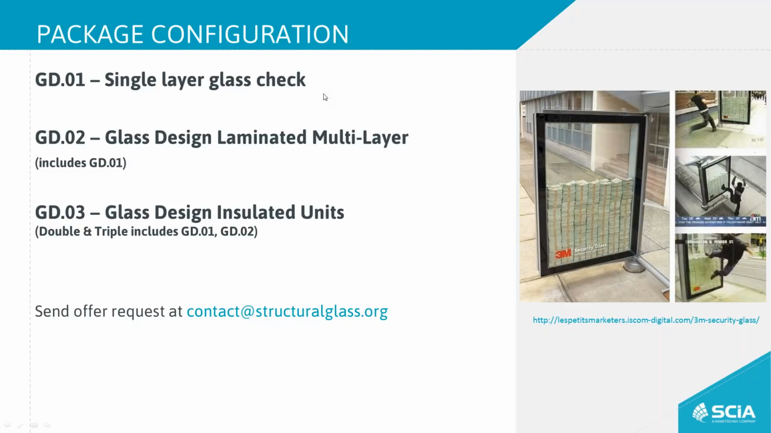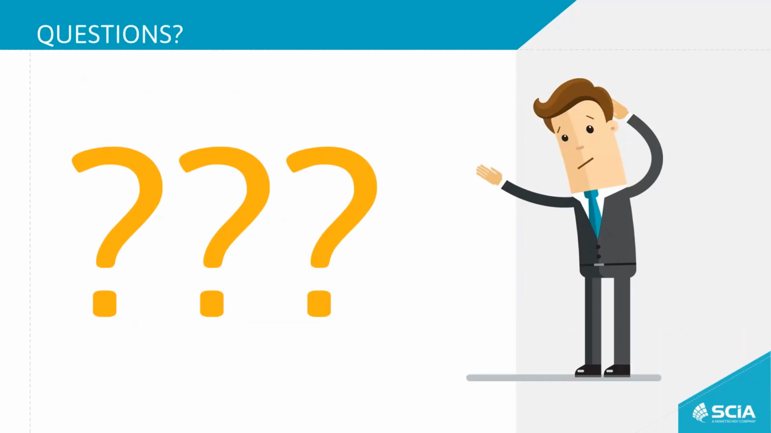We started with single layer, so this is the first module. The second is laminated, multi-layer, and includes the single layer checks. And the final is for the cladders, the facade designers. They will need everything, so they'll have all the modules included in this. But also the prices are proportional. So if you just want to model some stairs or some balustrade, you don't need to jump to more complex module. So if you are interested also in that part, feel free to contact me via the email.